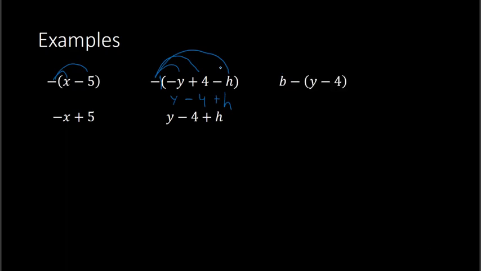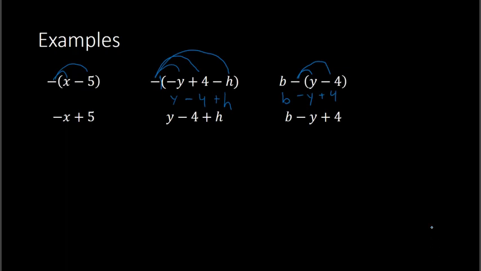Next example, we have b minus parentheses y minus 4. So once again, this minus goes to everything in parentheses. So we have a minus y and a minus 4. Minus the negative would be a positive. So that's a positive 4. So what we have is b minus y plus 4.